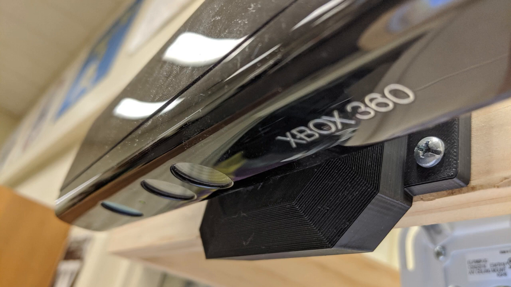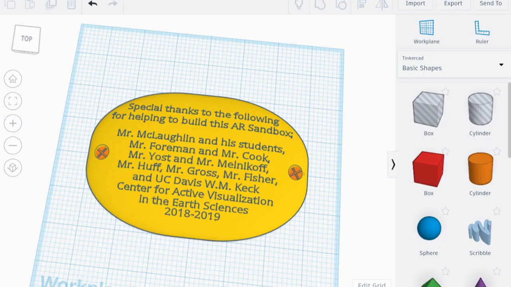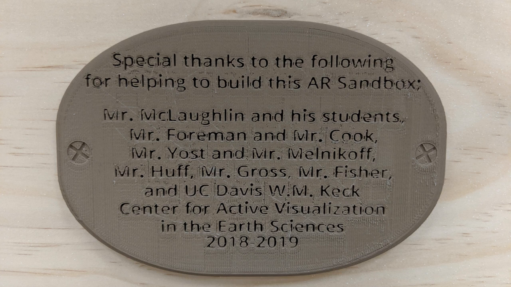Now, the UC Davis website, in their directions, they do ask that you credit them in some way. So they have a couple options, but instead of just using those, I decided to make a little plaque that we would 3D print, even with some fake screw holes there. And I put it on the front of the AR Sandbox, so that way anyone walking up would be able to see that plaque.